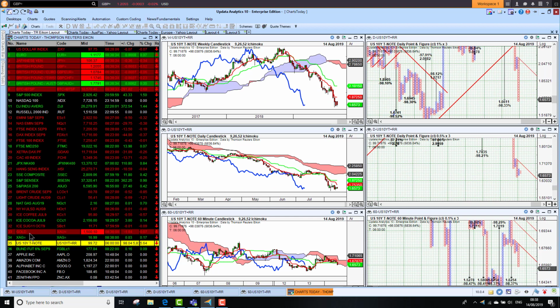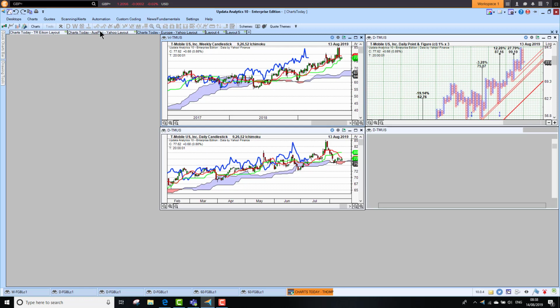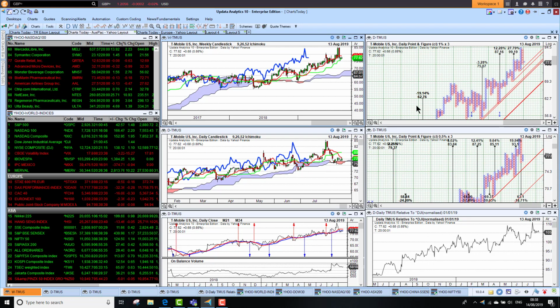US 10-year yields now sitting at 1.65%, so still in those 160s, and looking worrying. And we're seeing the German bond prices just edging higher all the time. Negative yields becoming a feature. Disappointing GDP numbers out from Germany as well hasn't helped the picture there.